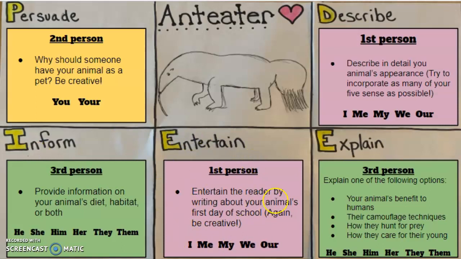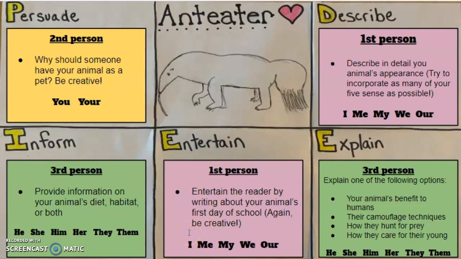Moving on to the entertain box. You are writing this one in first person. Now, this one's fun too because it's another creative writing. Entertain is meant to entertain the reader, the audience. You're making them have fun and enjoy the story. So, you're going to write about your animal's first day of school.